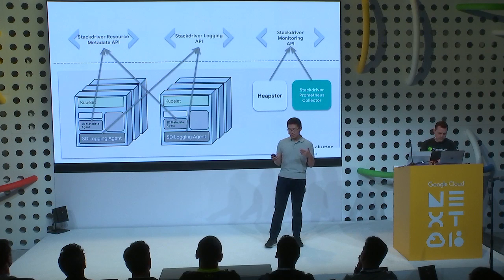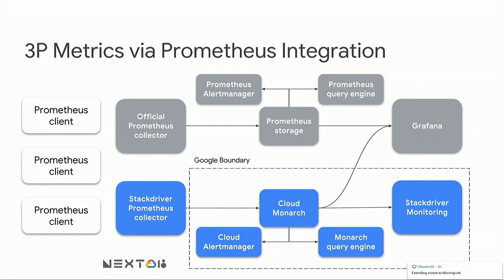So we want to explore a little bit more about how Prometheus metrics integration happens. As you can see here, on the top is the gray chart, which is how you do Prometheus metrics in open source. There's an official Prometheus collector scraping the Prometheus pods and then sending the data, graphing in Grafana. On Stackdriver, we have another Prometheus collector, which collects data and then sends it to the Stackdriver backend, which is Cloud Monarch, our Google planet-scale time series database, which JD has mentioned before.